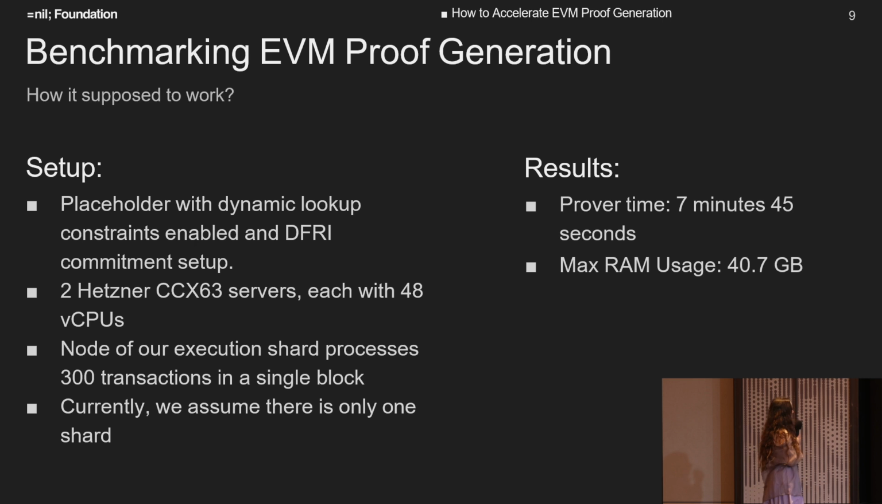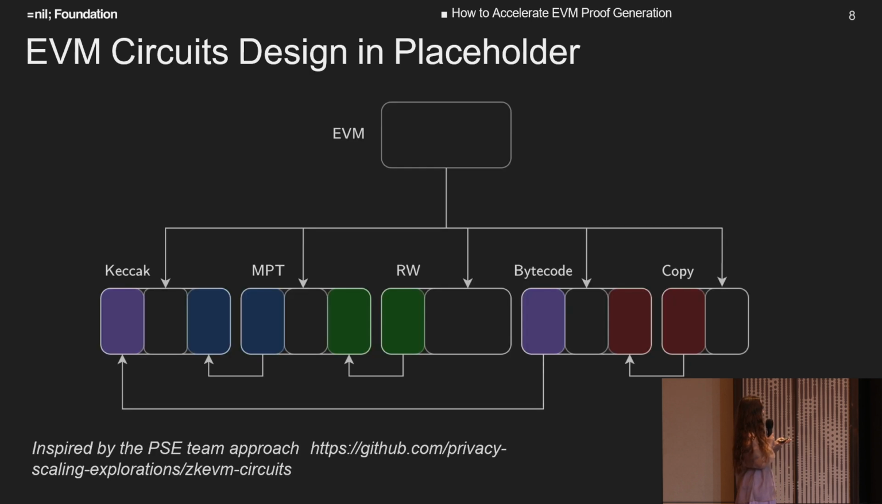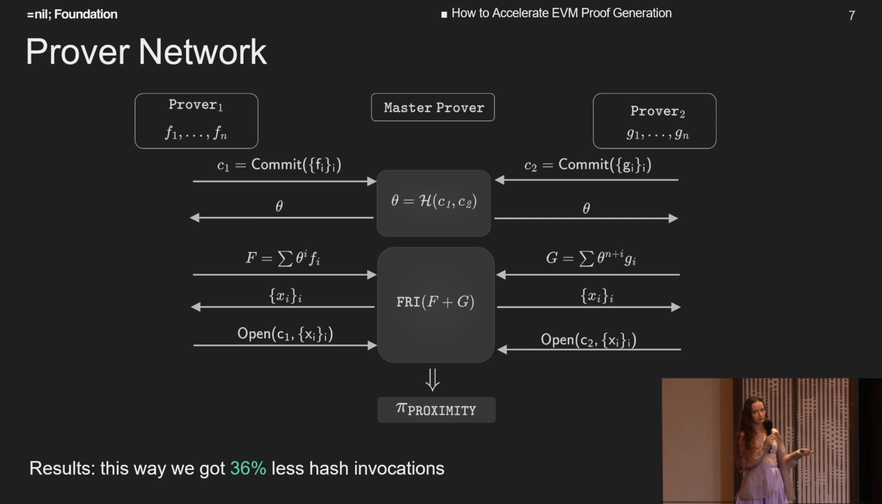We bought 2 Hetzner servers, the biggest one. We set up here placeholder with dynamic lookup constraints and DeFry commitment setup. DeFry, let me return to here. This is called DeFry, distributed Fry.